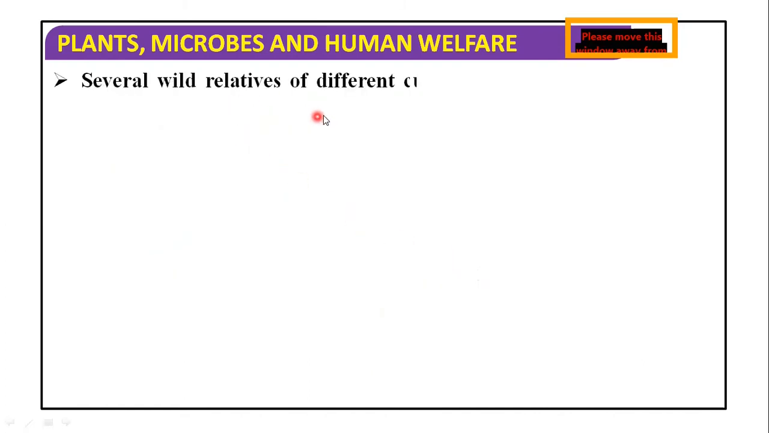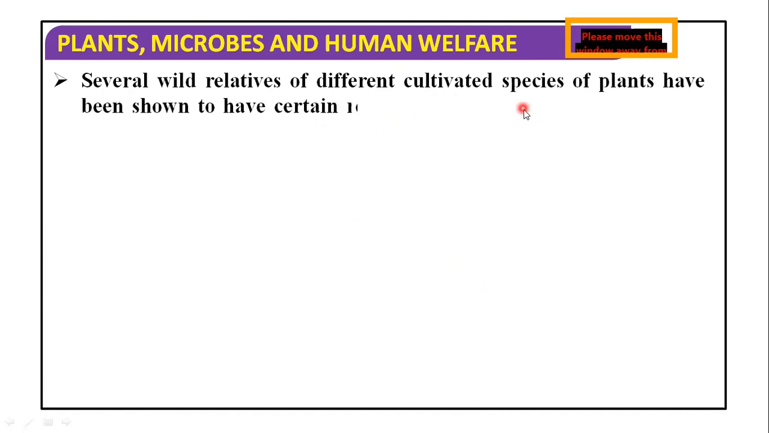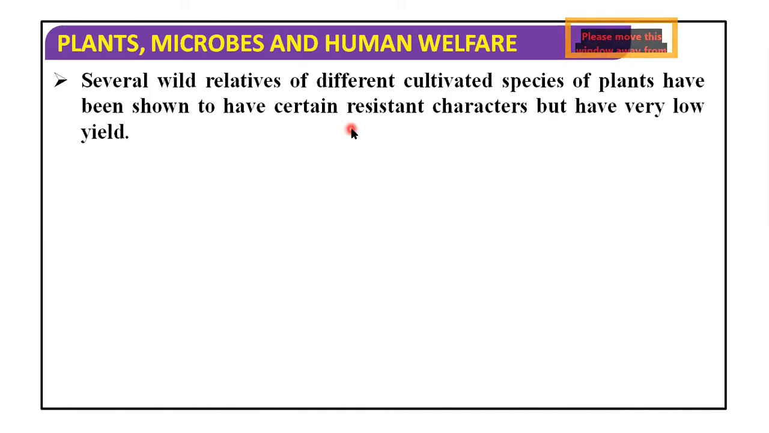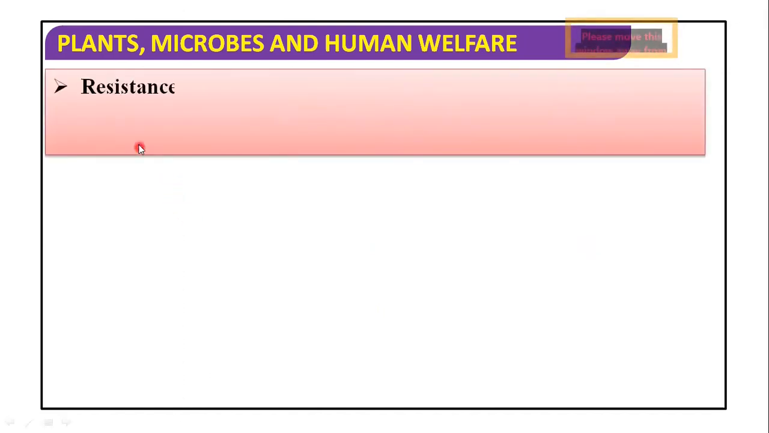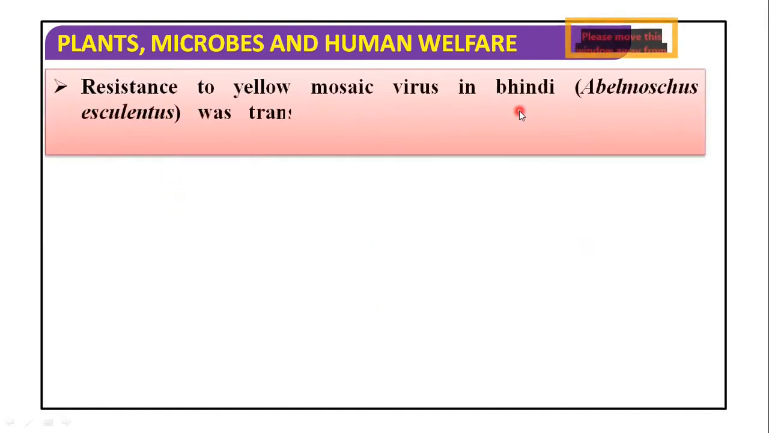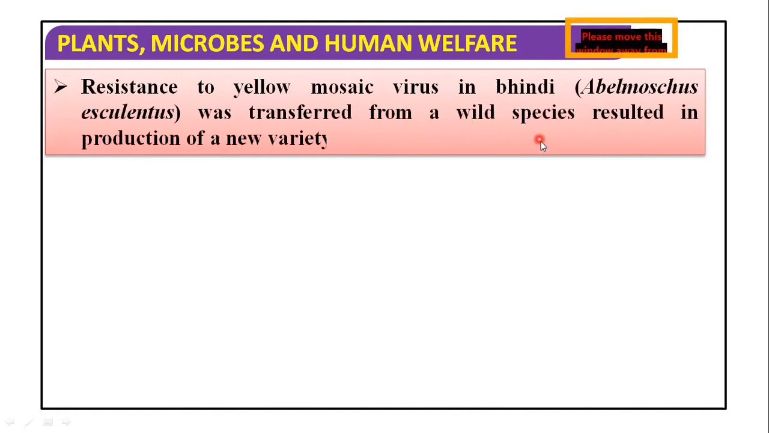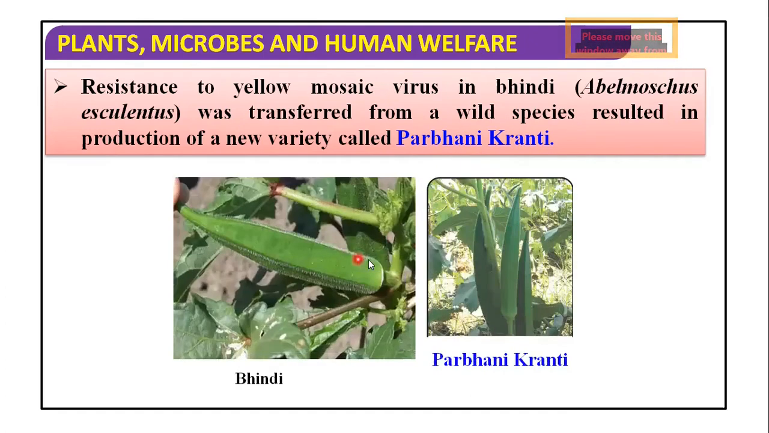Now, several wild relatives of different cultivated species of plants have been shown to have a certain resistance character but have very low yield. Hence, there is a need to introduce the resistance gene into high yielding cultivated varieties. So, resistance to yellow mosaic virus in Bhendi was transferred from a wild species, resulting in the production of a new variety called Parbhani Kranti. So, from the wild variety, the gene was transferred into these Bhendi plants, and we get a resistant plant, that is the Parbhani Kranti. This is the Bhendi and Parbhani Kranti. See the difference between these two pictures.